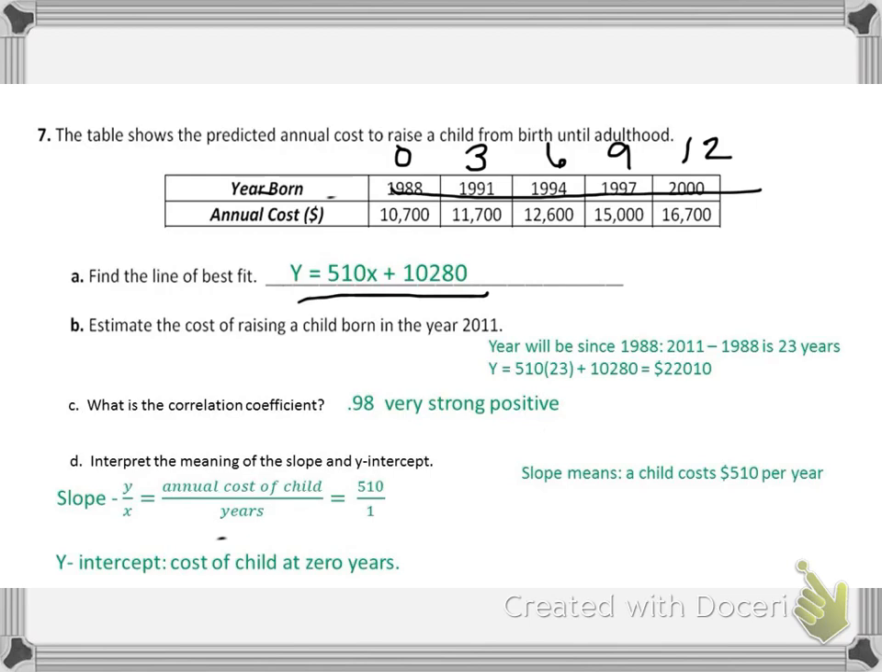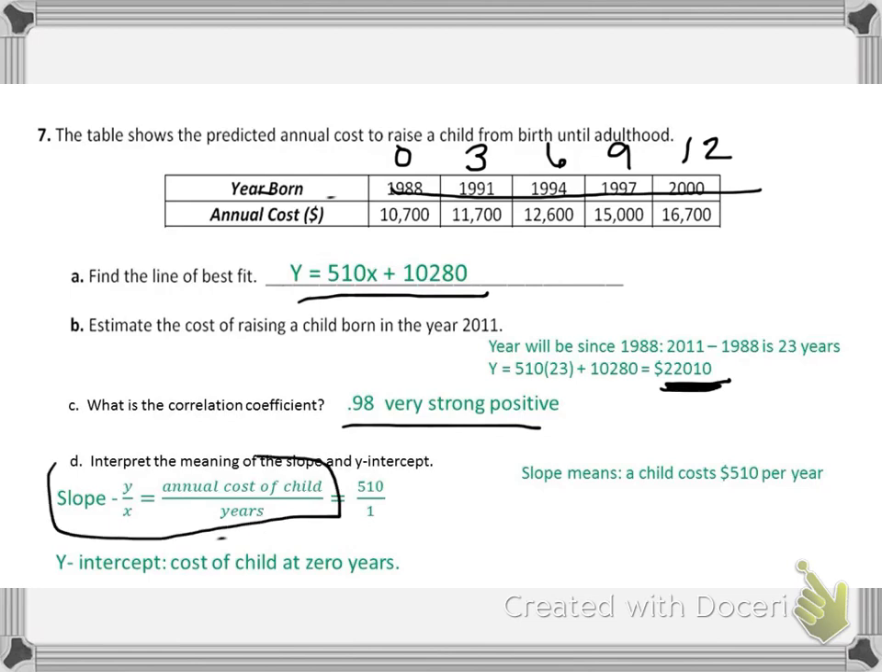Okay, so next they want to know how much would it cost someone who's born in 2011. Well, 2011 is 23 years after 1988. So it's going to cost $22,010 a year to raise a child from birth to adulthood. That's what that means. Okay? What is the correlation coefficient? Very strong. Things increase, guys. Clothes, school, everything goes up. You have phones now. It all matters.